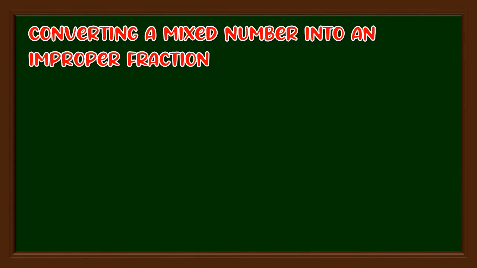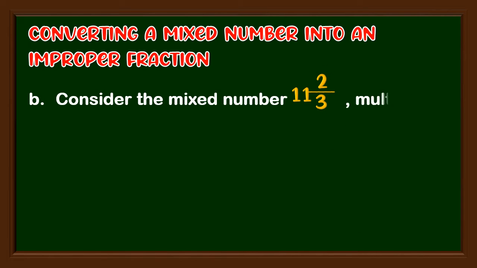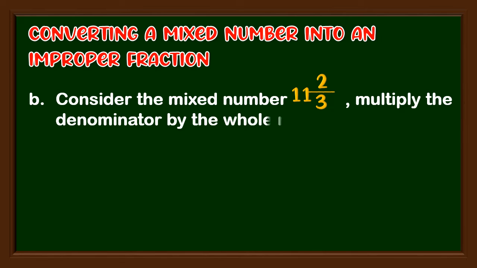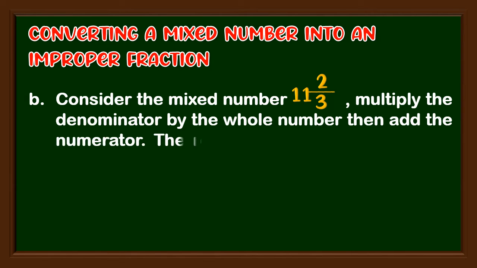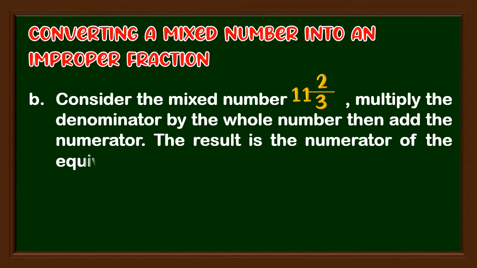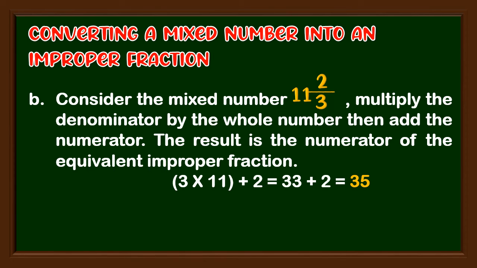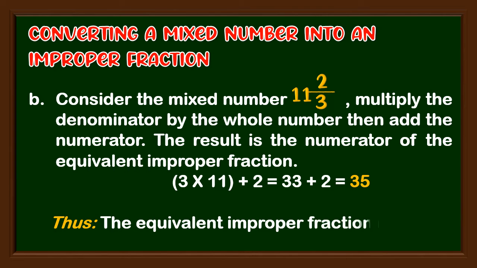For another example, consider the mixed number 11 and 2/3. Multiply the denominator by the whole number, then add the numerator. The result is the numerator of the equivalent improper fraction. 3 times 11 plus 2 equals 33 plus 2 equals 35. Thus, the equivalent improper fraction is 35 over 3.